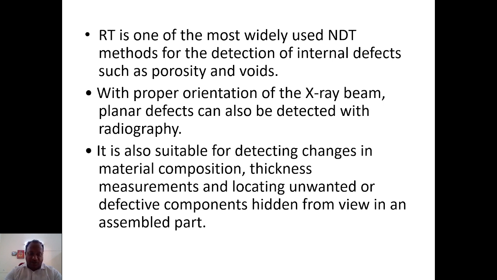We all know that one assembly consists of several sub-assemblies. When we are assembling one part, we need a very good process for the remaining sub-assembly components. Suppose in one assembly there are 10 sub-assemblies. If any one defect is there in those 10 sub-assemblies, the total assembled component is wasted. So for a defect hidden from view in the assembled part, by using radiographic testing we can identify the defect.